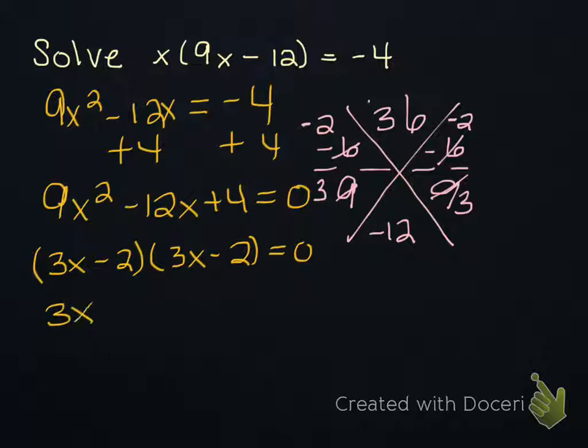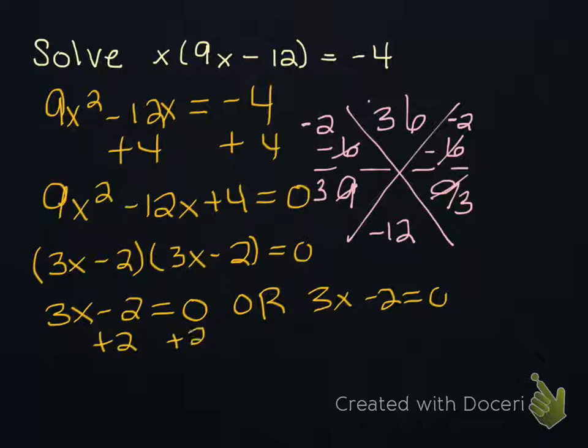I've got 3x minus 2 equals 0, or 3x minus 2 equals 0. It's a bit redundant to solve them both, so we'll just solve one. Add 2 to both sides, and I've got 3x is equal to 2, divide by 3, and I've got x is equal to 2/3.